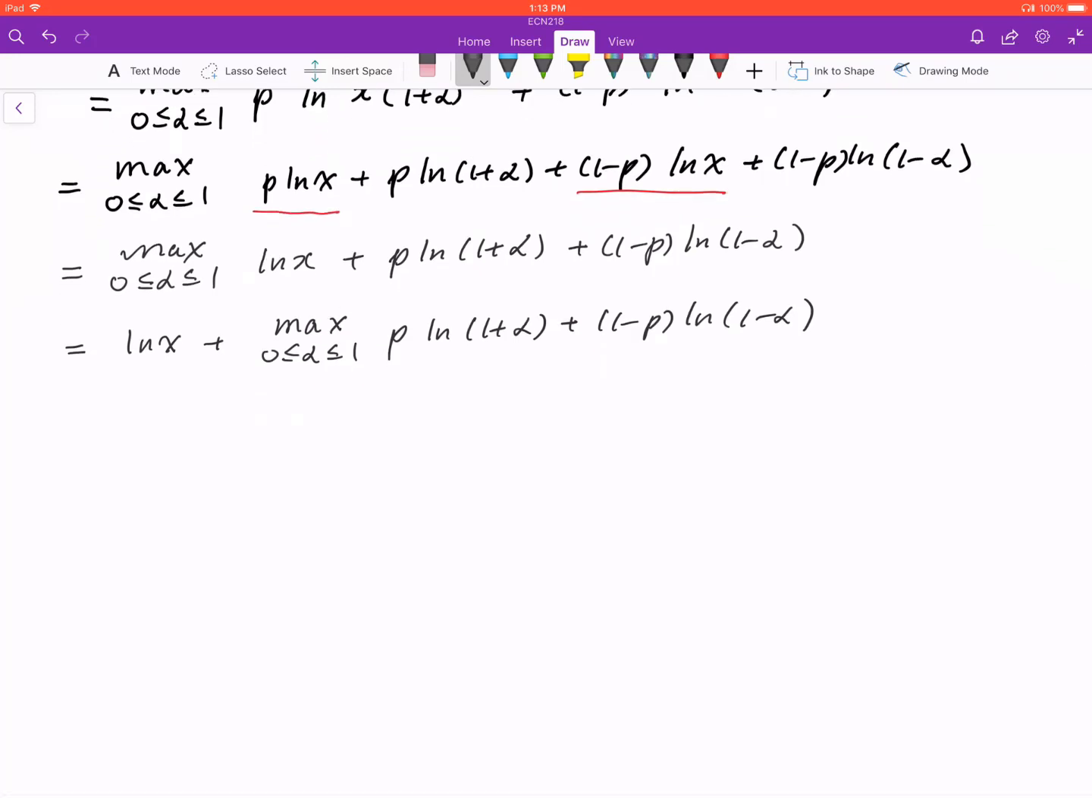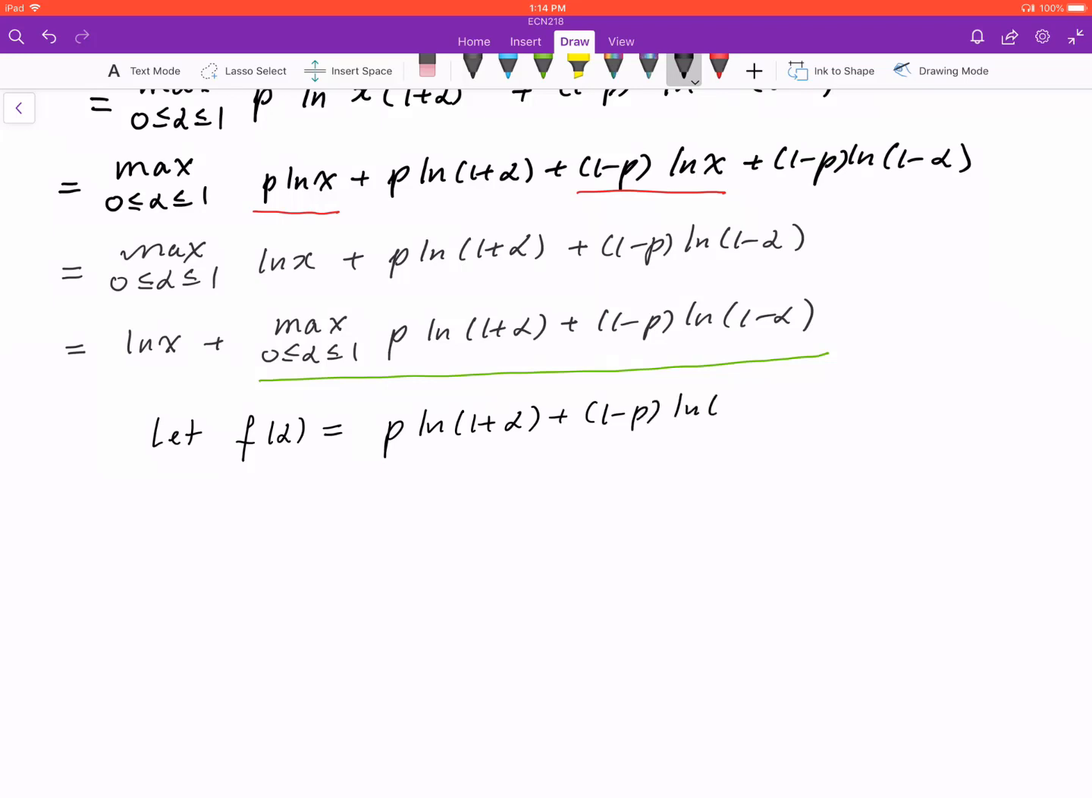Now, if we look at this problem, this is a pure calculus problem. It has no x anymore. It's just about alpha. But also, we have a parameter p inside. So now we can isolate this problem and solve it. We're going to let f of alpha be this expression, and p is just a parameter. So we put it over here.